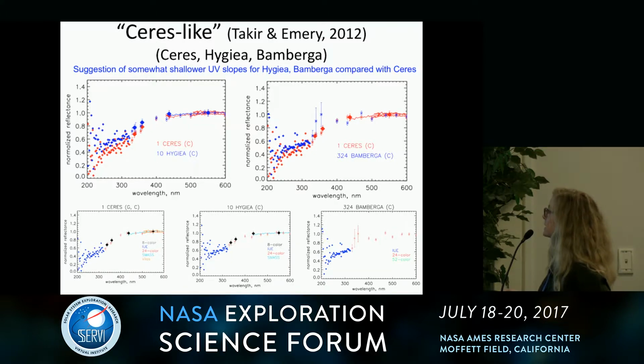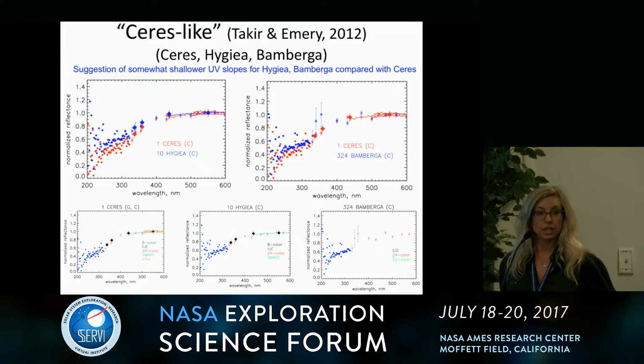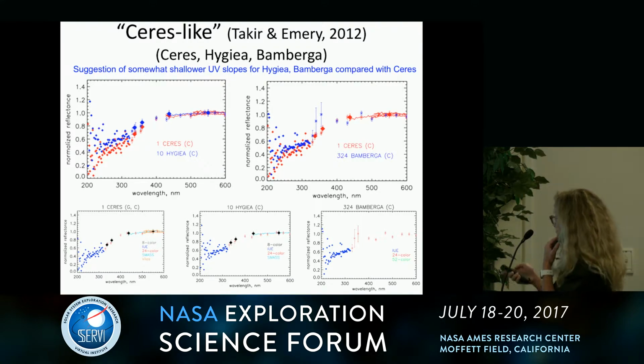And Ceres is in the red for both. There's a suggestion here. There's scatter in the data, but especially at the longer wavelengths of the IUE where things are not quite as noisy, there's a suggestion of somewhat shallower UV slopes for Hygeia and Bamberga compared with Ceres, which suggests that there's a difference in the UV slope among these Ceres-like asteroids, given their 3-micron shape.